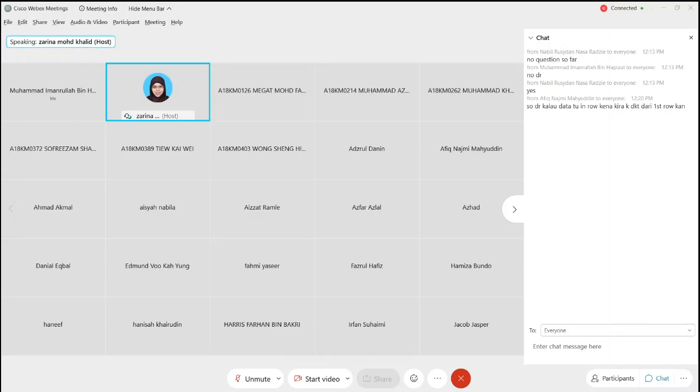Afiq Najmi, do you have any problem with that? Are you clear? No, doctor. Very clear. Doctor, if we don't want to make it row, can we make it into the column? For your assignment, yes.